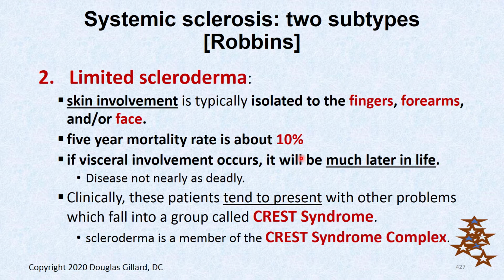All right. So the other type is called limited scleroderma. Why is it limited? Because it doesn't dive into the organs very good. It usually stays in the fingers. It loves the fingers and you get these sausage-like fingers, forearms, and unfortunately hits the face. Mortality: it does dive into the organs, but not as rapidly as the other one. So it's about half as fatal as the other one. 5-year mortality rate's about 10%. These are still serious diseases, though.